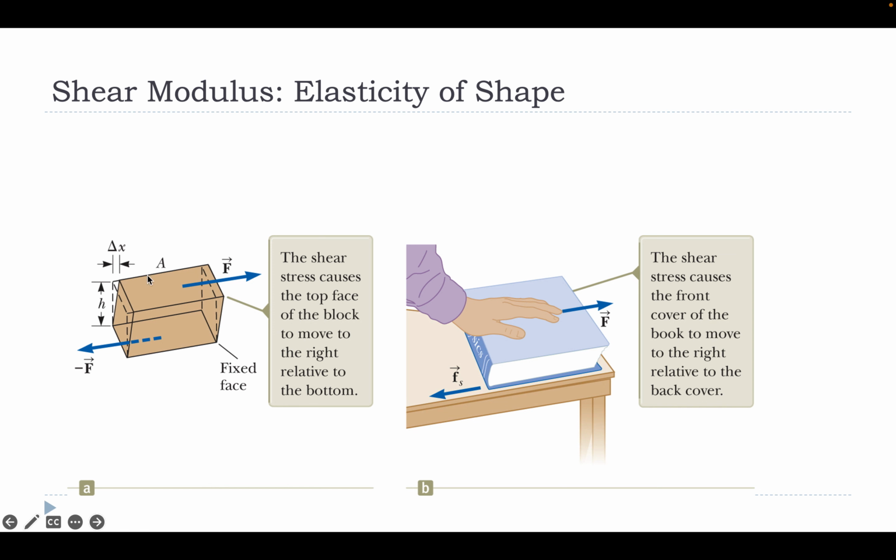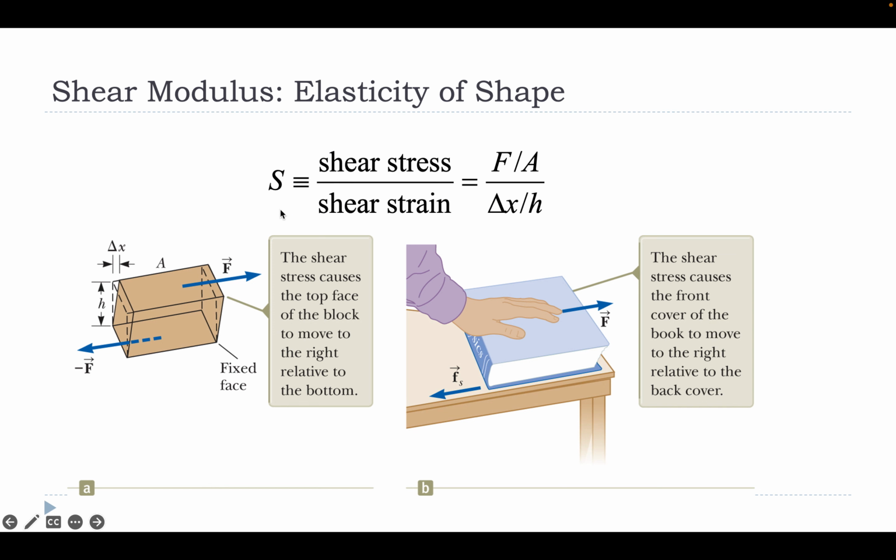So it's the top area here, and the force is applied right along that area. As a result, we get this delta x. By definition, we have the shear stress per unit strain, and we have the shear modulus. The shear modulus is going to depend on what this is made of. If this is a book, it's going to have one shear modulus. If it's made of a piece of aluminum, it would have a different shear modulus. But in general, it's still force per unit area for stress.